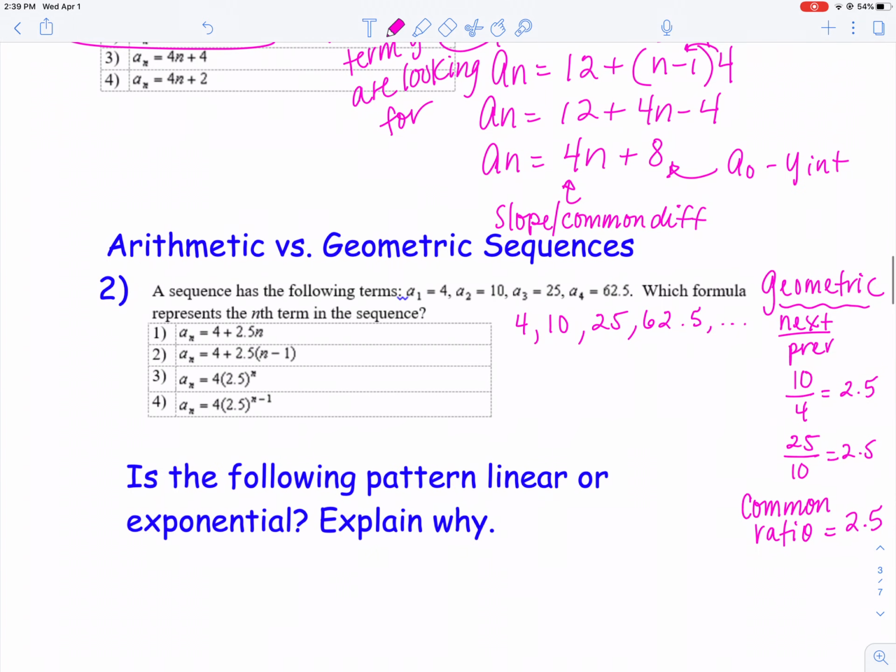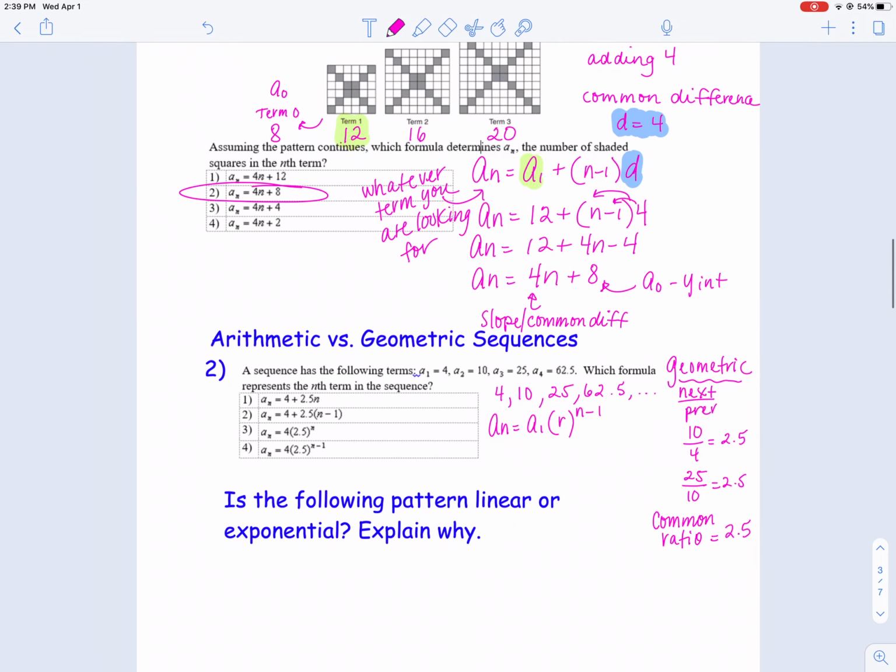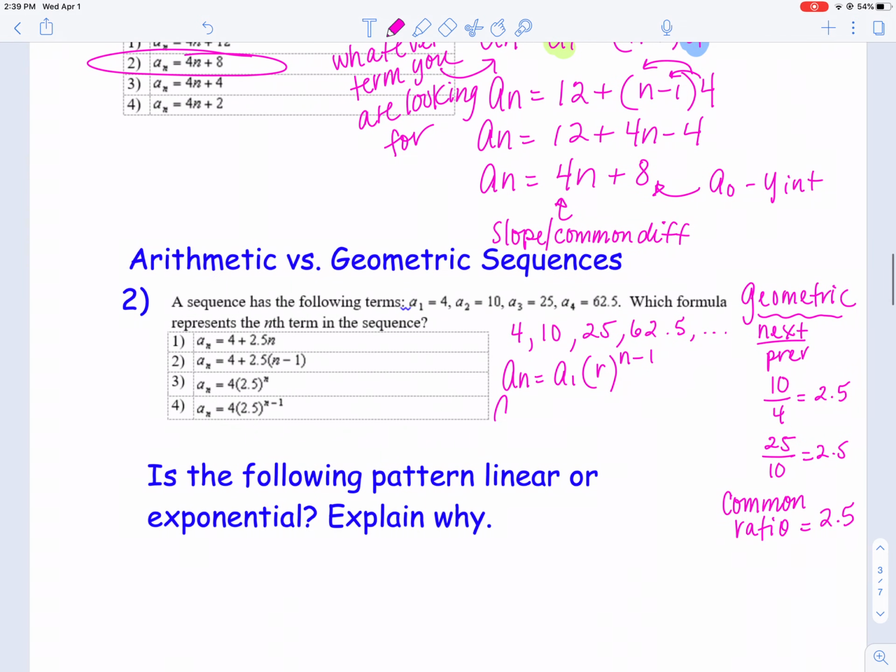So your geometric formula, which you will again see in your reference sheet, will be a sub n equals a sub 1 times your common ratio to the n minus 1 power. Notice it's in exponential form, where your arithmetic is in linear form. So when I plug in, a sub n could be anything, whatever term I want to look for. I would plug in my first term, which was 4, my common ratio, which is 2.5, and I raise it to the n minus 1 power. So that's going to be choice 4.